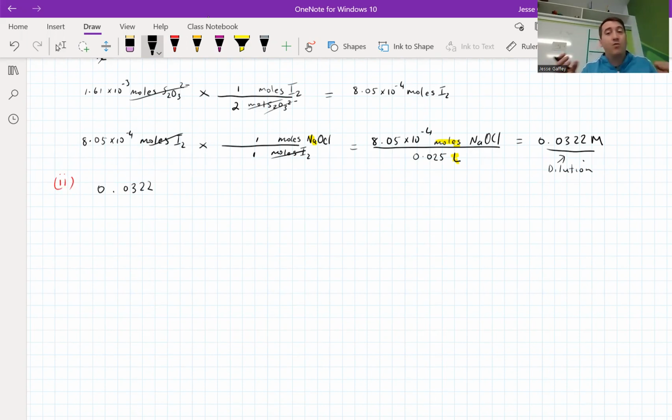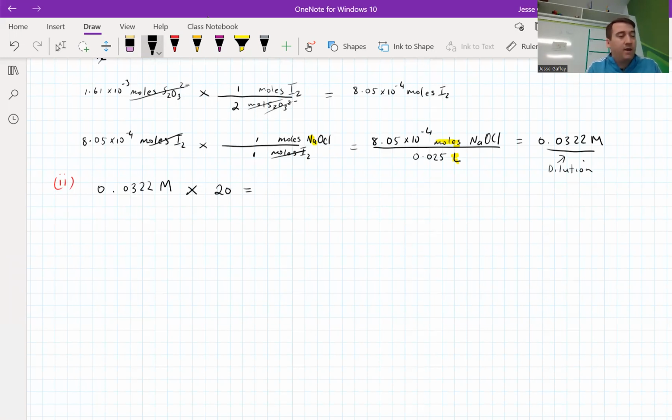Now think about this. Is the original bleach going to be a higher concentration, more moles per liter? Or is it going to be a lower concentration? So is the number going to get bigger or smaller? Pause the video and work your way through this. Okay, so it's going to be a bigger concentration. The original concentration was more than this, so I'm expecting a higher number. And it was a 1 in 20 dilution. So I'm going to take this concentration and times it by 20 to get the original concentration.